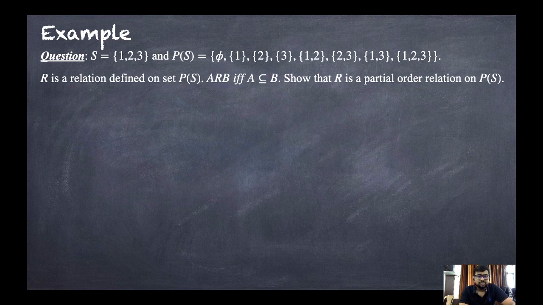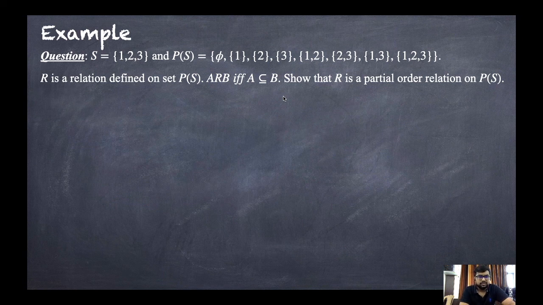R is a relation defined on set P(S) as A is related to B if and only if A is a subset of B. Then show that R is a partial order relation on the power set of S. So first we need to check the reflexivity, the antisymmetry, and the transitivity.